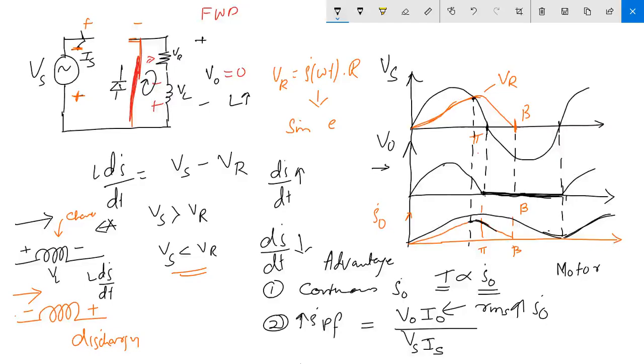So this is one of the advantages of connecting a freewheeling diode. I hope it's clear for most of you. Thank you.